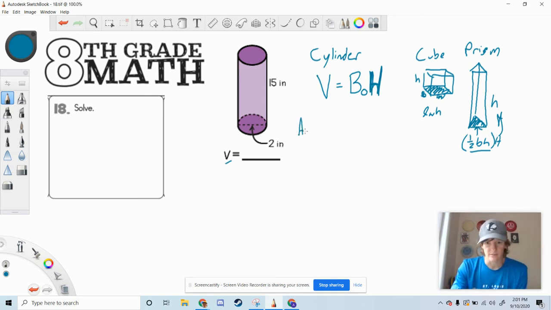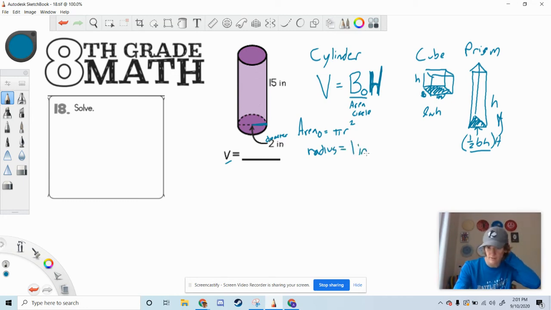We need to talk about area of a circle then, because the base here is the area of a circle. So area of a circle is pi times the radius squared. They give us all the way across the circle. That's the diameter. We need the radius, which is just halfway across. So the radius equals 1, because all the way across was 2, so 1 inch.